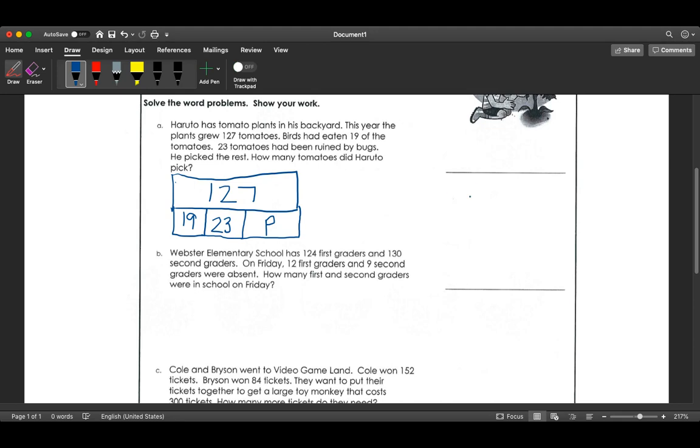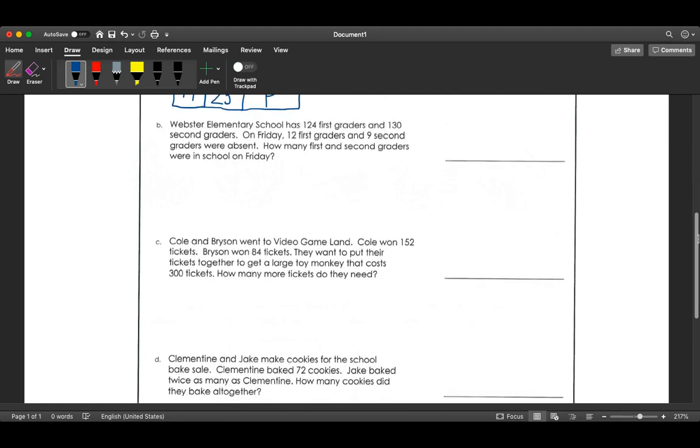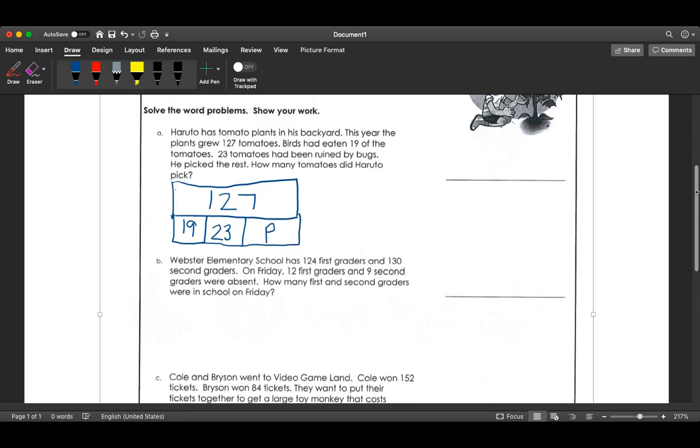So let's go on to problem B. In problem B, we see that Webster Elementary School, and let me back up. You can pause the video right now and go ahead and work problem A, do your equations while that's fresh on your mind. Now that I've done the bar model with you, pause it, do your equations, get your answer, and write your answer statement, and then push play when you're ready to go on to problem B.